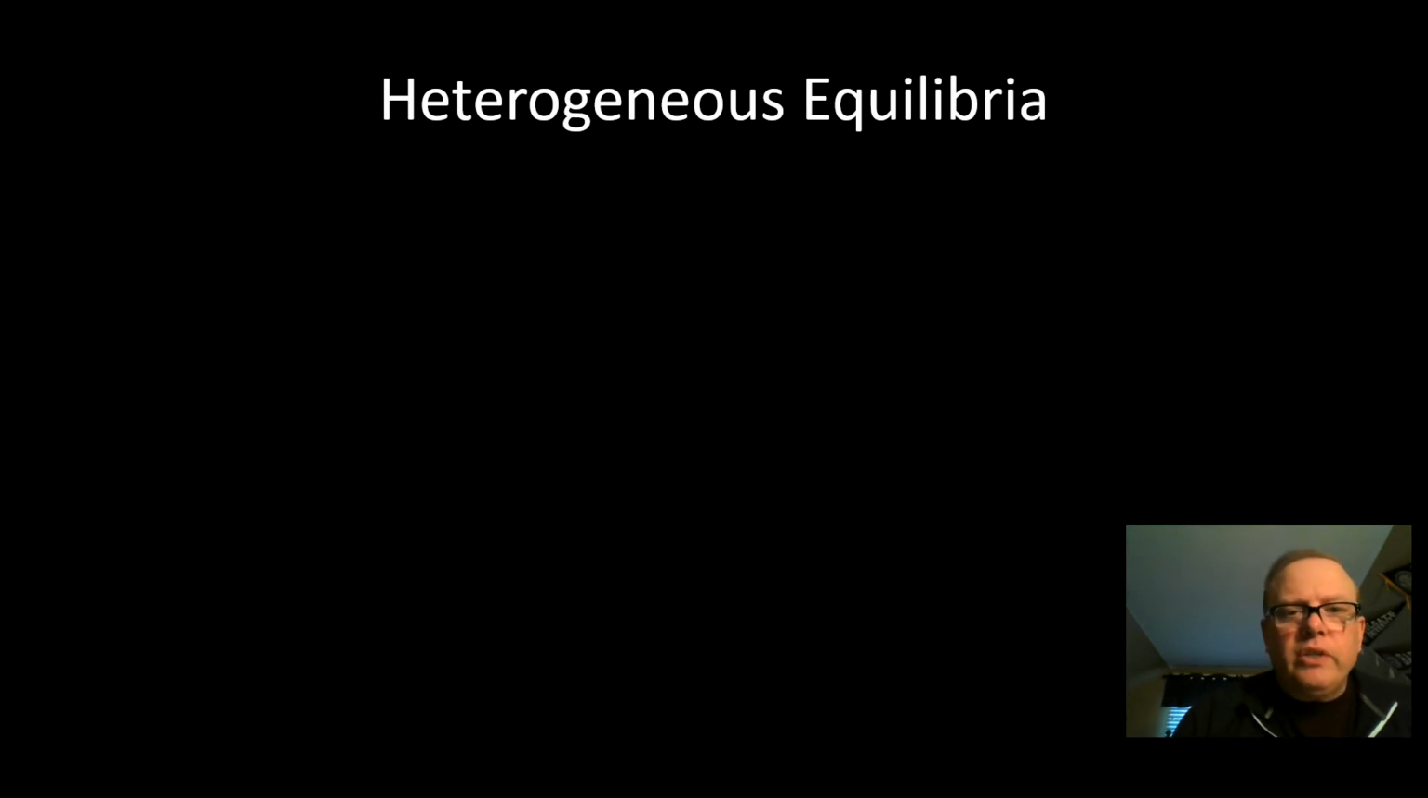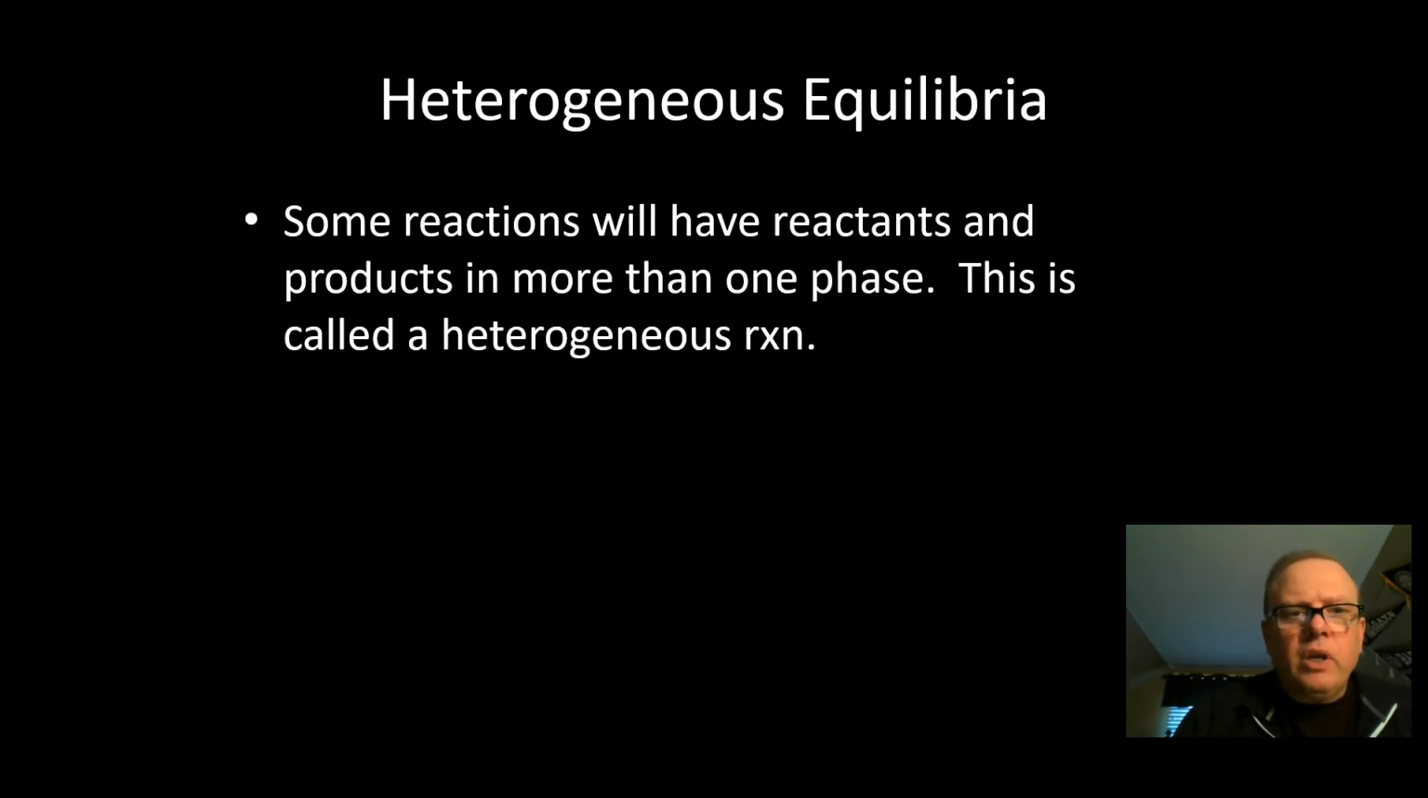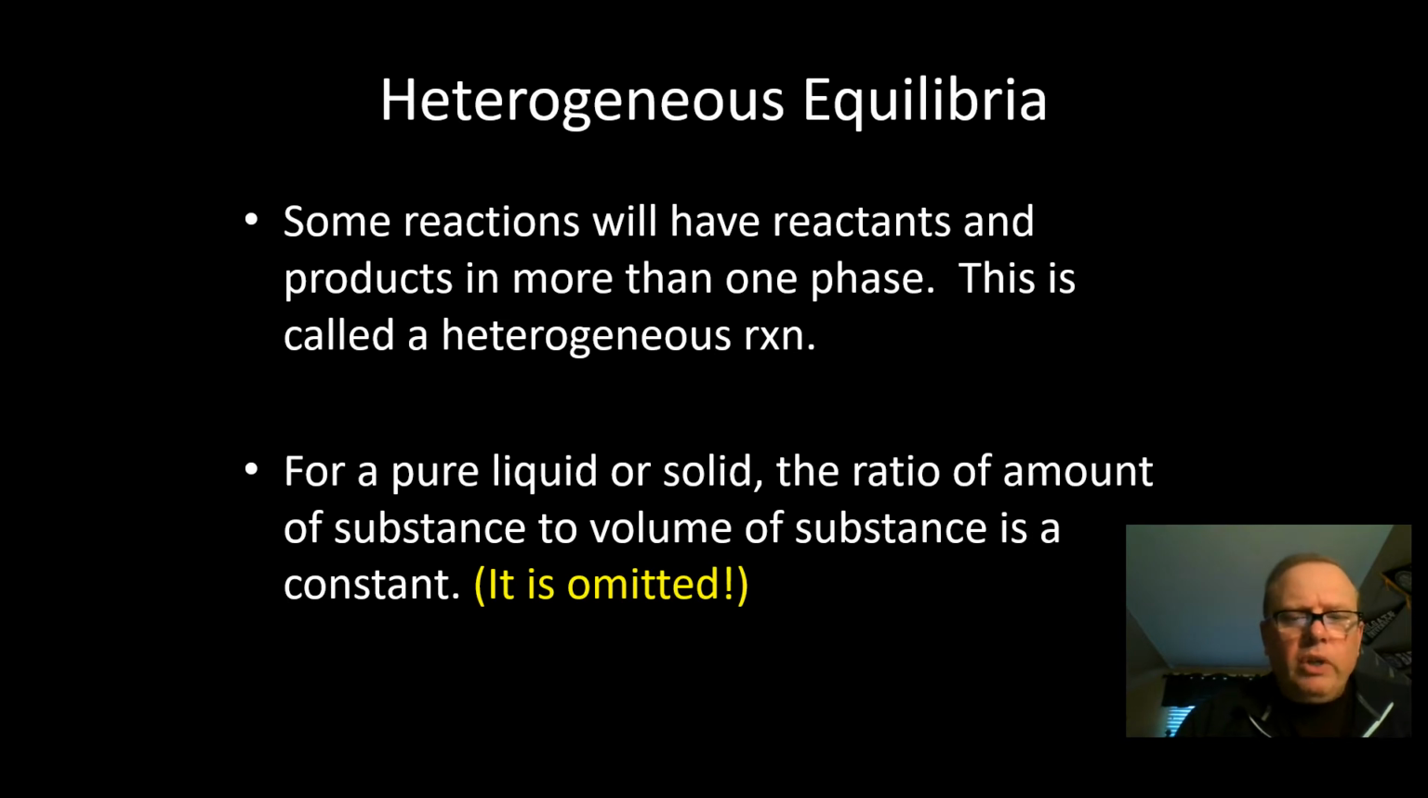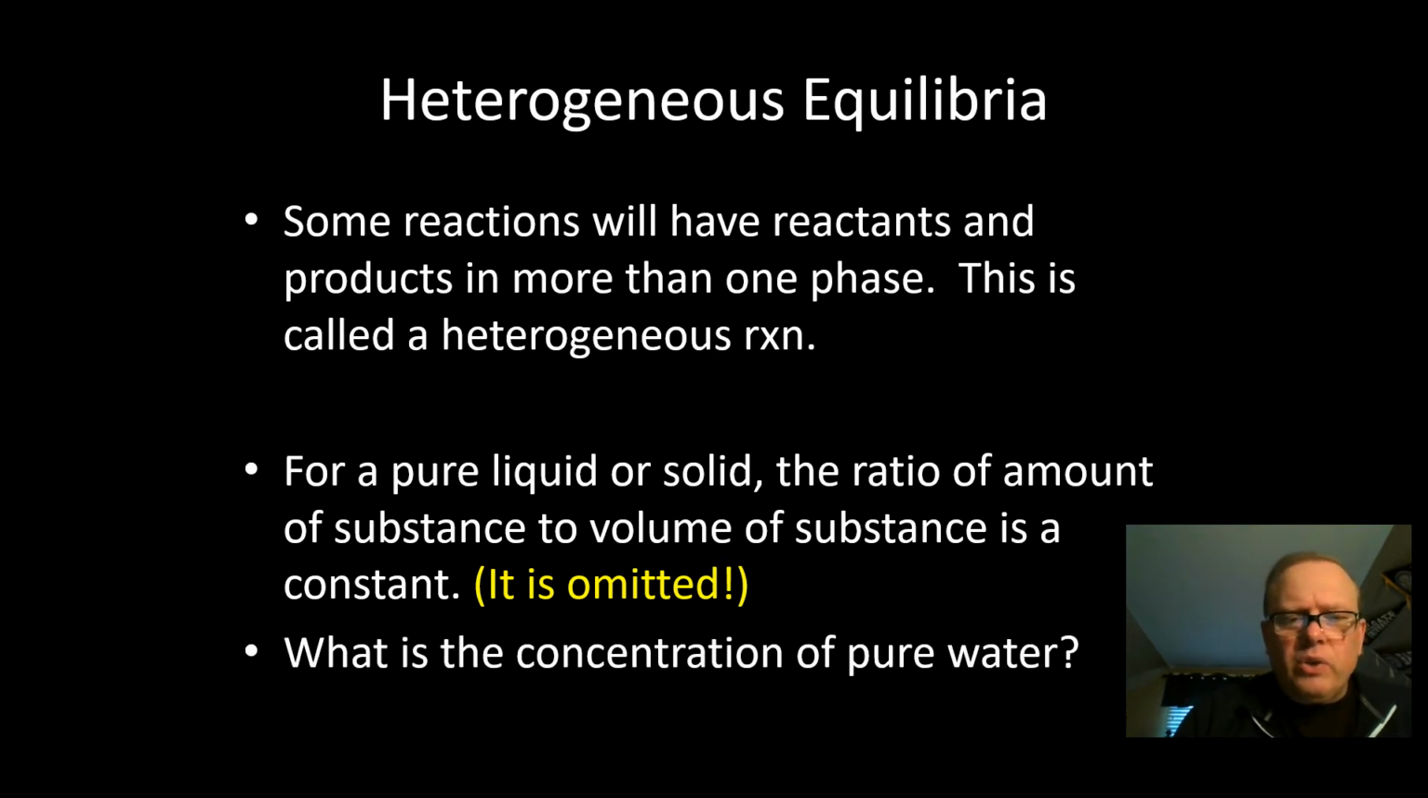In a heterogeneous equilibrium, this will not be the case. Some reactions are going to have reactants and products in more than one phase, and this is called a heterogeneous reaction. For a pure liquid or solid, that ratio of amount of substance to its volume is a constant and it is omitted. And if you think about it, what is the concentration of pure water? Well, it's pure water, so it's all water, so its concentration is 100%. So it doesn't change, and we don't put it into a heterogeneous equilibrium.